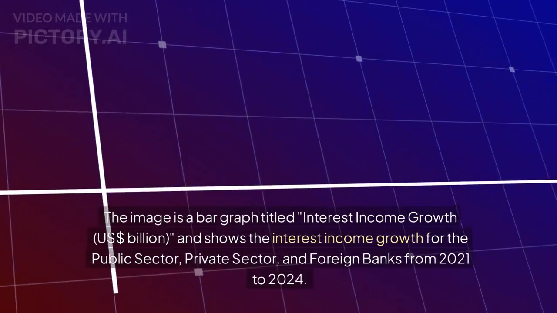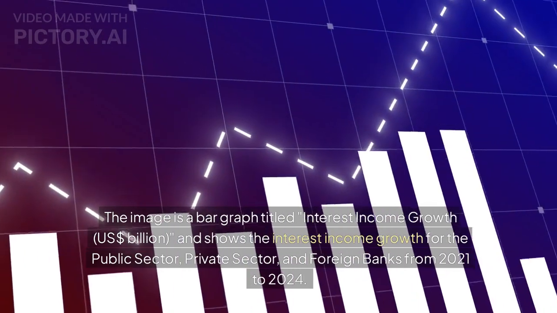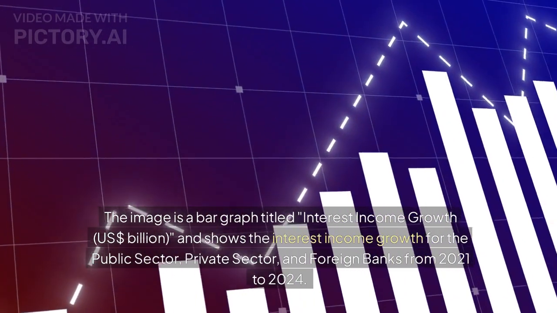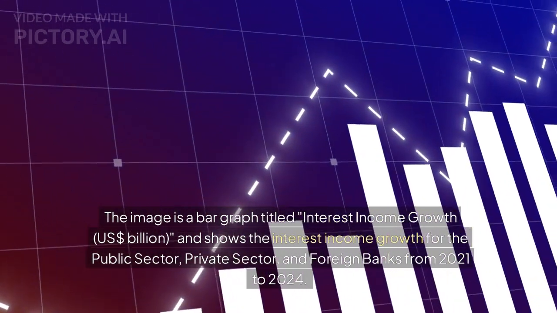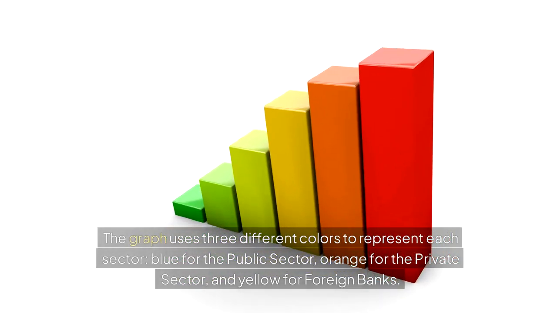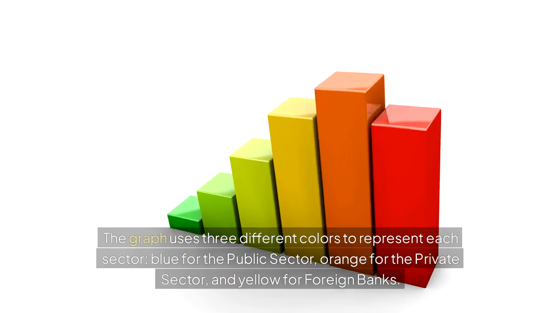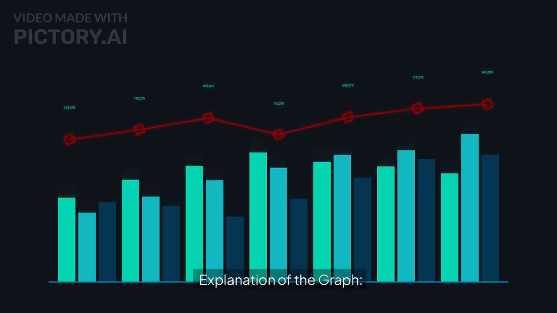The image is a bar graph titled Interest Income Growth, US dollar billion, and shows the interest income growth for the public sector, private sector, and foreign banks from 2021 to 2024. The graph uses 3 different colors to represent each sector: blue for the public sector, orange for the private sector, and yellow for foreign banks. Explanation of the graph. 1.